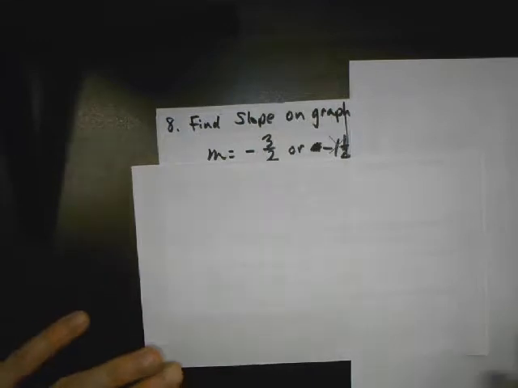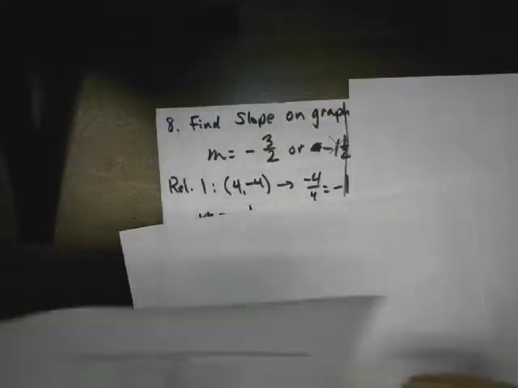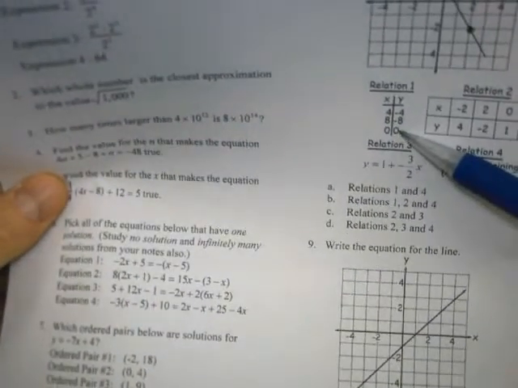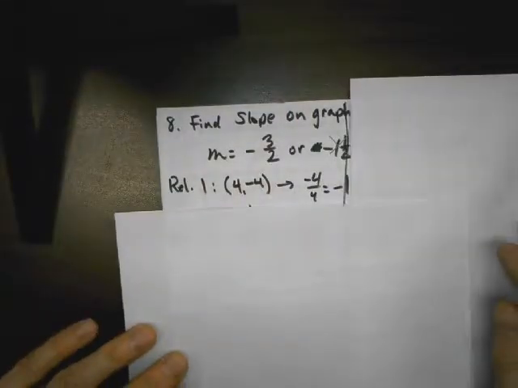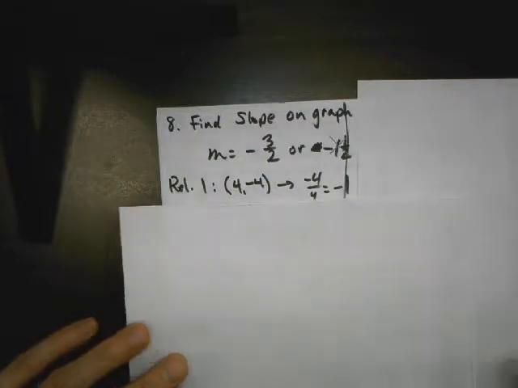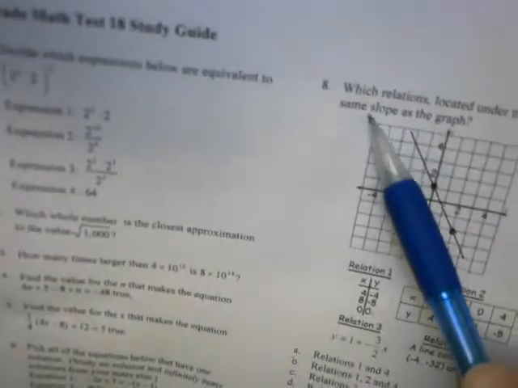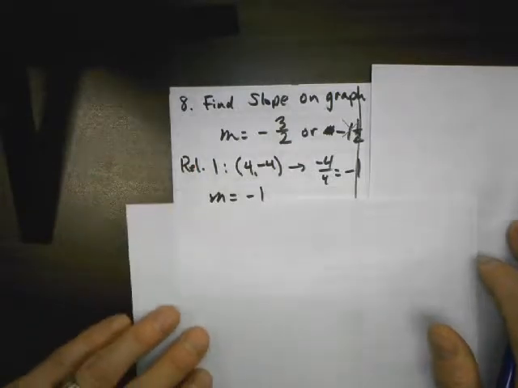So relation 1 is a table. So I could take 2 points and subtract them. However, I see if they give me 0, 0, I know it's proportional, so I could take a shortcut. I can just take 1 point and put y over x. Put y over x, I get a slope of negative 1. That's not the same as the graph. Again, we're not trying to find which of these is the exact same as the graph. We're trying to find which of these has the same slope as the graph. So sometimes people get confused and don't read the directions.